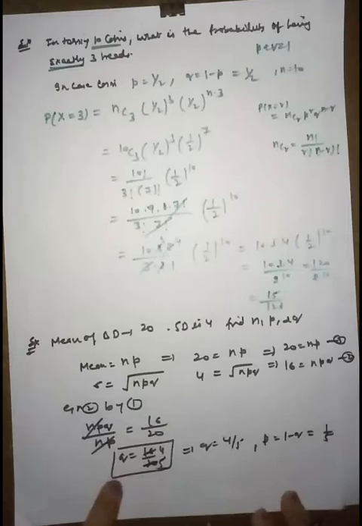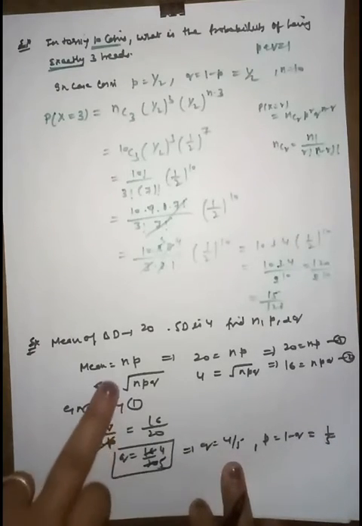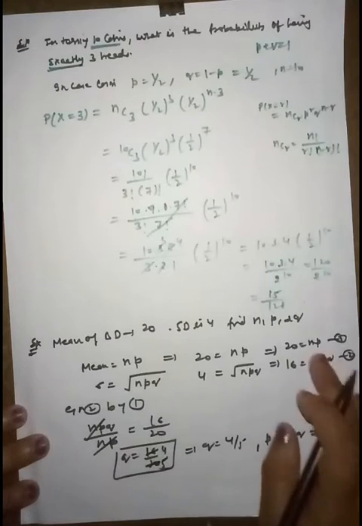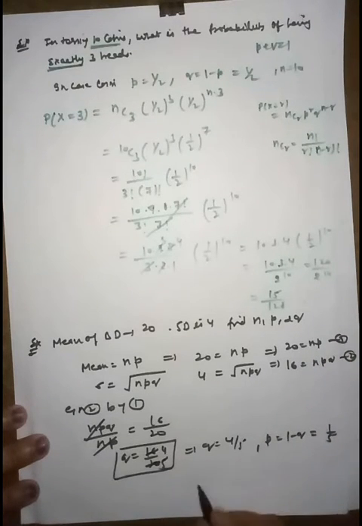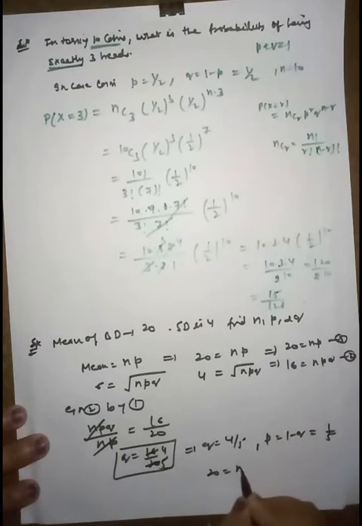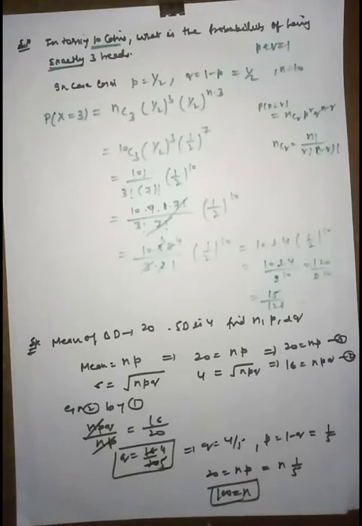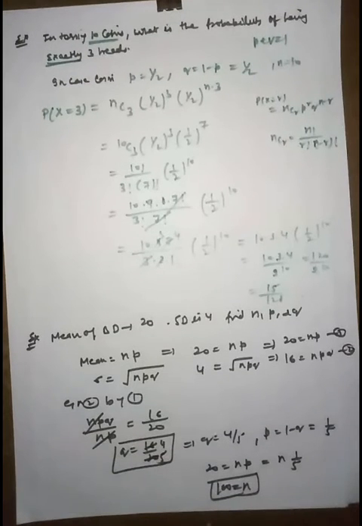And what is n? Now put the value of p here. So 20 equals np, it means n times 1 by 5, and so n equals 100. It means the number of trials is 100. So this is another way to find n, p and q of the binomial distribution.